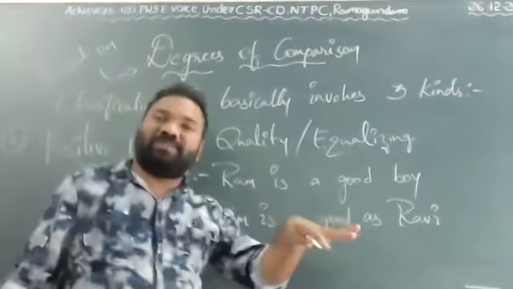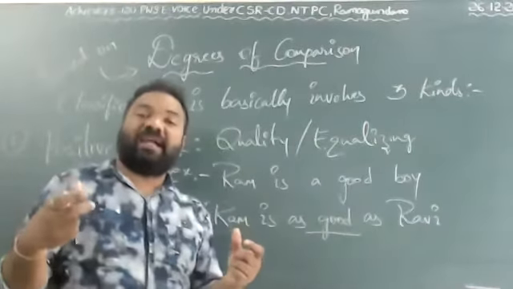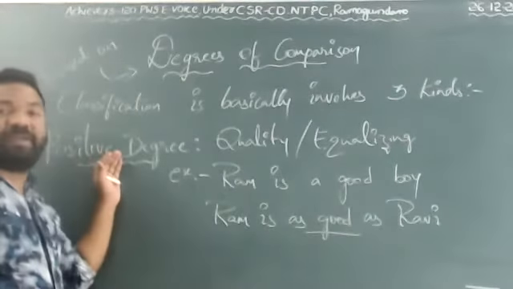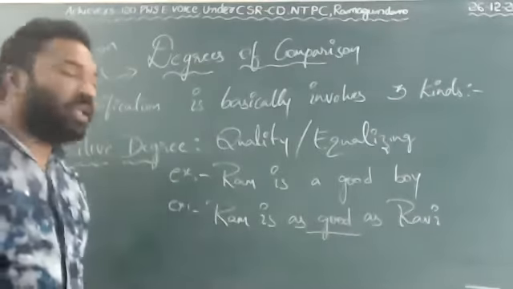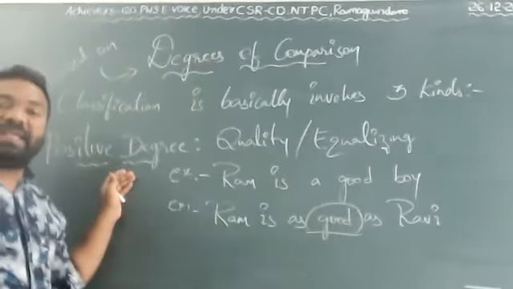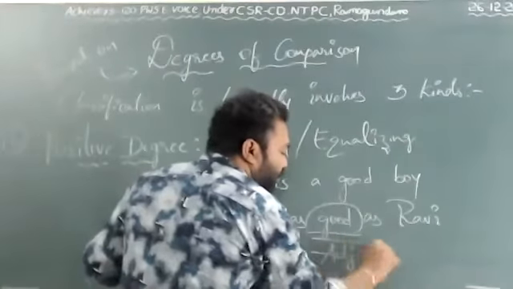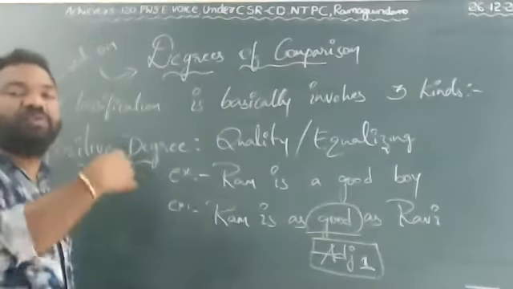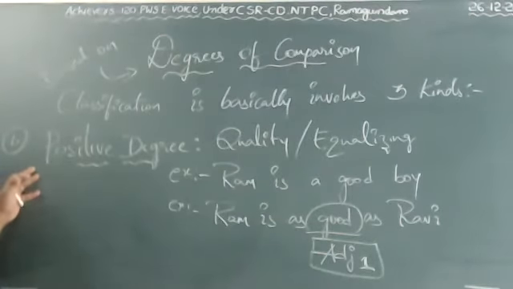When two subjects, they may be persons, maybe places, maybe things, are equalized on the same status, then that sentence is said to be positive degree. So these are the best examples for positive degree. And I wanted to tell you very clearly, in these positive degree sentences, we always got to use adjective one. Adjective one. Never forget this. Adjective one is used. All right. So this is the first classification, positive degree.